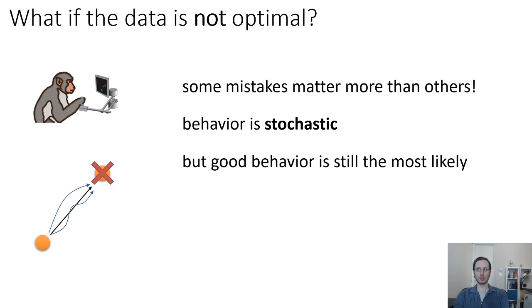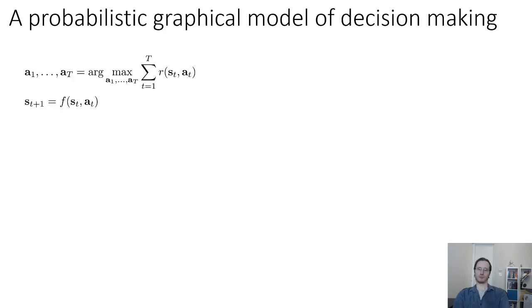But good behavior is still the most likely. So while the monkey might accommodate some moderate mistakes, it'll still make sure it reaches the goal because that's what gets it that reward that it wants so much. So, if we believe that the behavior of natural rational decision makers is stochastic, then we need a probabilistic model of near-optimal behavior. And the existing models that we've had don't really do this. They don't really tell us why we might choose to be random and not optimal.